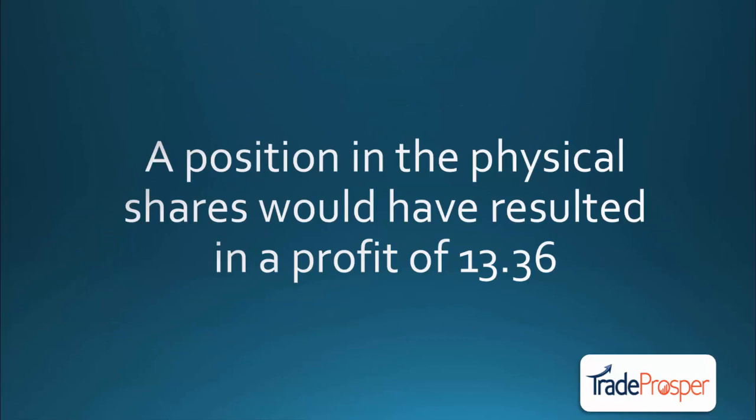So let's now compare that to a position in the actual physical shares itself. In other words, buying 100 shares at $36.64, and then selling them at the current market level of $50. If we had done that, we would have made a profit of $13.36. So yes, when comparing this $13.36 to the option profit, we've made a little bit less on the option.